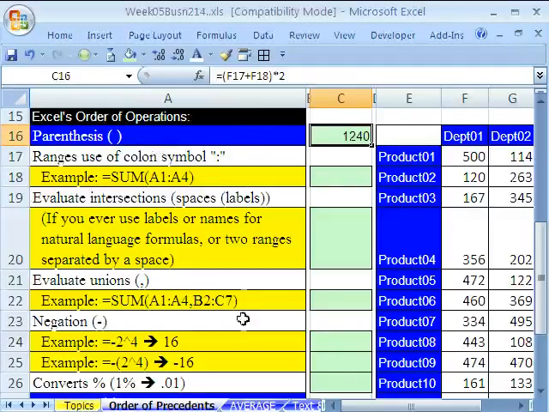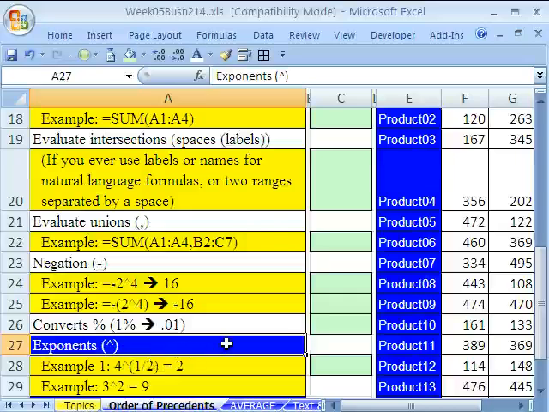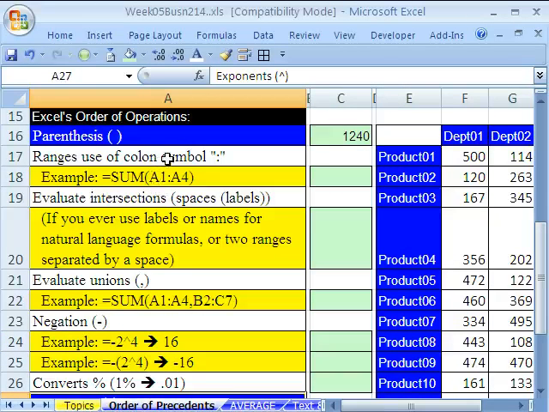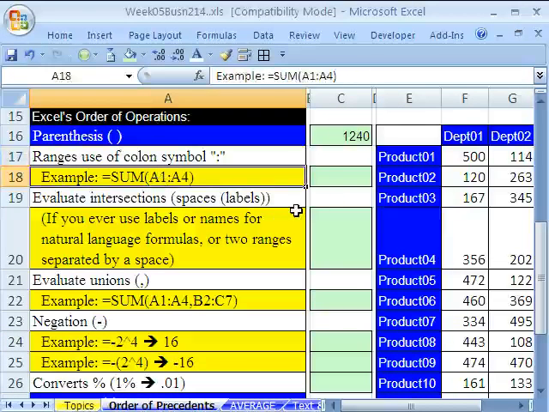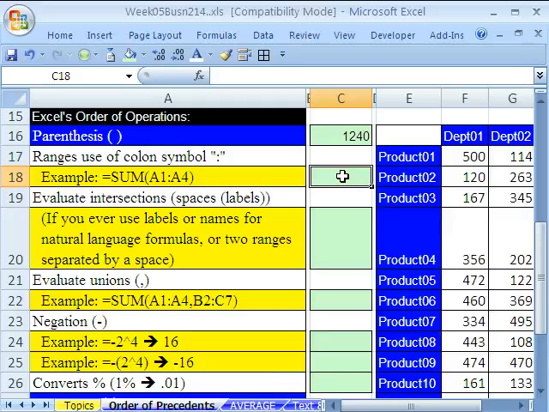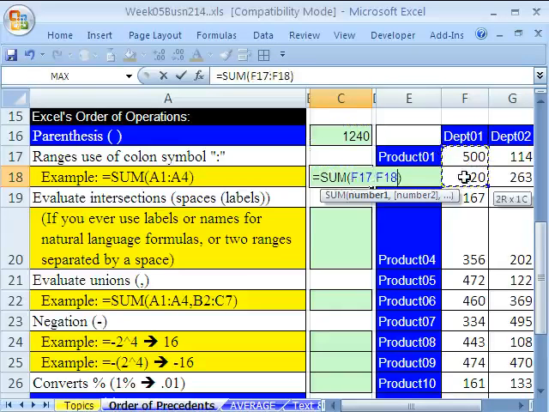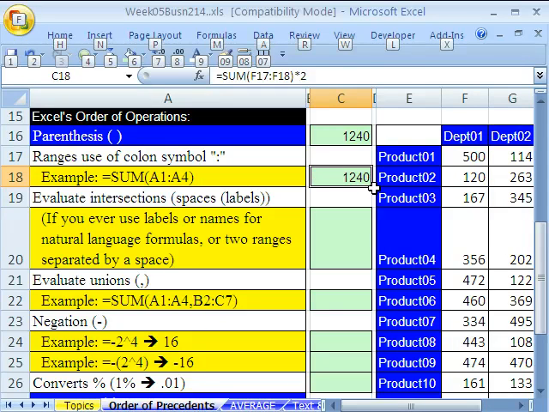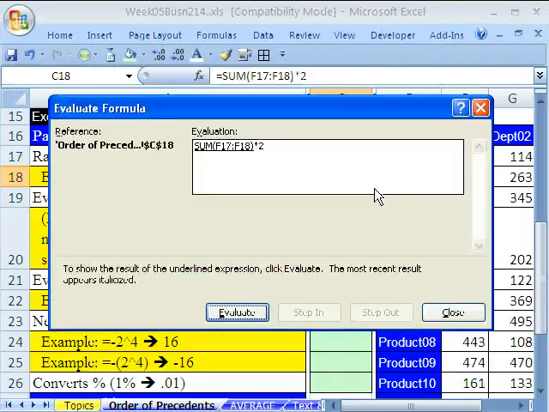So that's first. Remember, exponents is usually what we think comes next, but look at this. Colons, for example, inside of a sum. So let's do Alt equals, and I'm going to highlight these two numbers, and at the end I'm going to say times 2. So what Excel will evaluate is that colon first. Alt-T-U-F. So I get 620, and then the multiplying. So it's going to do that colon there.